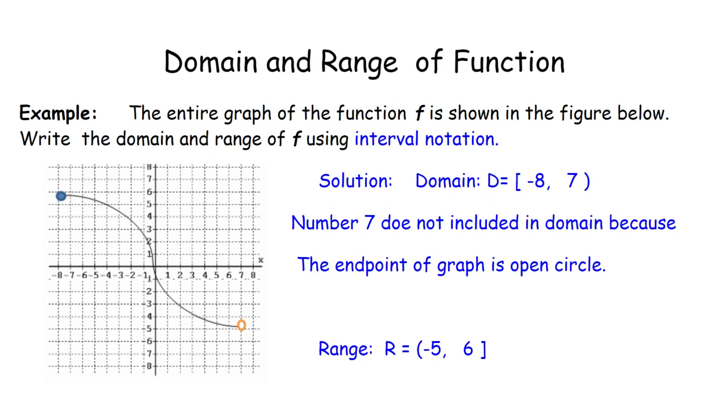We use parentheses for endpoints of the interval that are not included, and brackets for endpoints of the interval that are included. The number 7 is not included in the domain because the endpoint of the graph is an open circle. The range is the interval negative 5, 6. 6 is included because, as you see, the endpoint of the graph here is a closed circle, not an open circle. For this reason, we use the bracket as the endpoint of the interval.